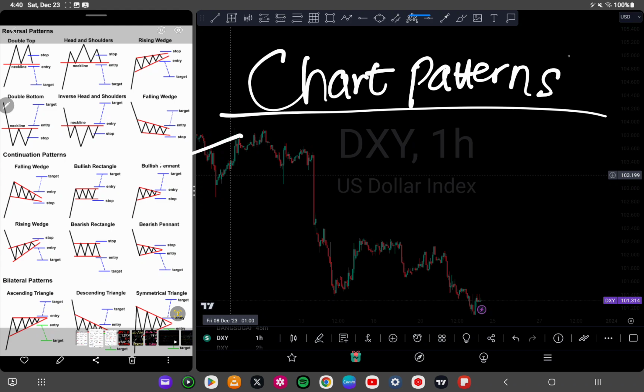We can see, let me change the color of that. This image right here shows different kinds of chart patterns. I'm going to explain what a chart pattern is, and I'm going to show you guys how it looks like in the real market, because the drawing is a little bit different from how it sometimes looks in the real market.